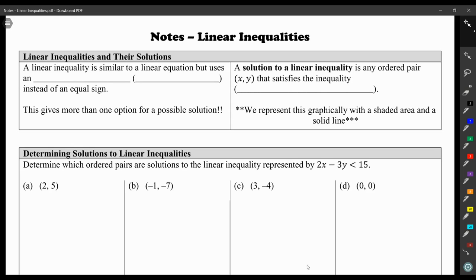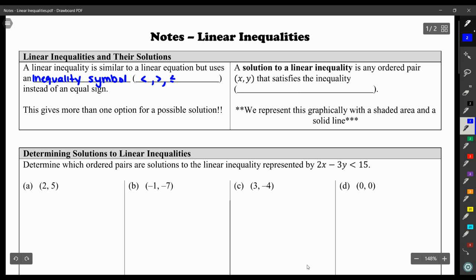Linear inequalities. Linear inequalities are similar to linear equations, but they use an inequality symbol. An inequality symbol is either a less than, a greater than, a less than or equal to, or a greater than or equal to. You've probably seen these symbols throughout your math classes.